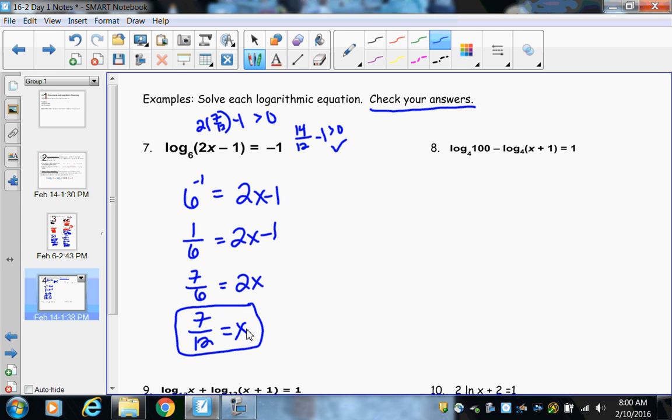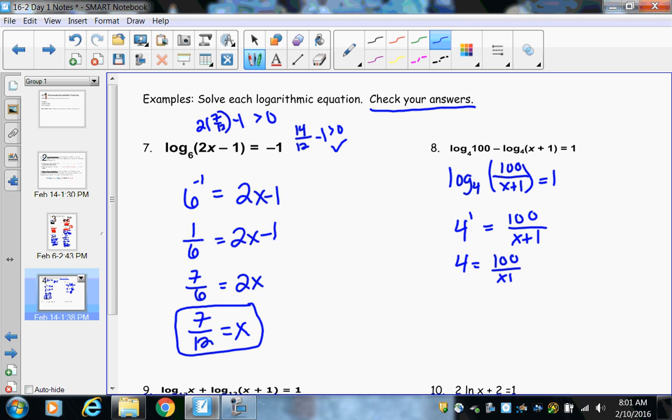On example 8, if we think about our log properties, subtraction really means that we're dividing, so I can rewrite this as log base 4 of 100 divided by x plus 1 equals 1. Now I have a single log equals, so I can convert it to exponential. So 4 to the first equals 100 over x plus 1, which is really just 4 equals 100 over x plus 1.